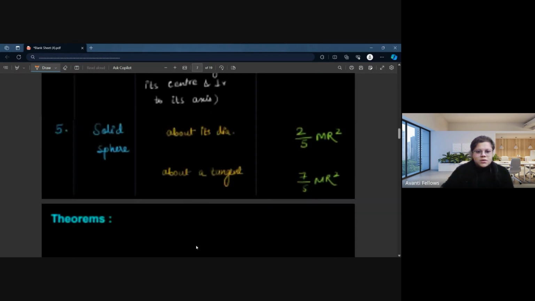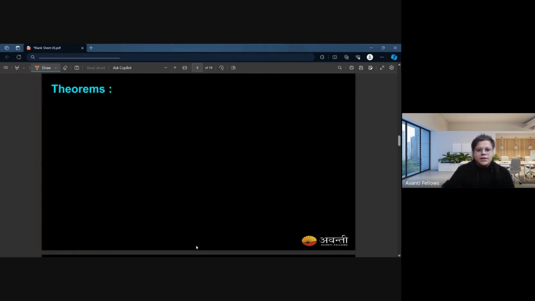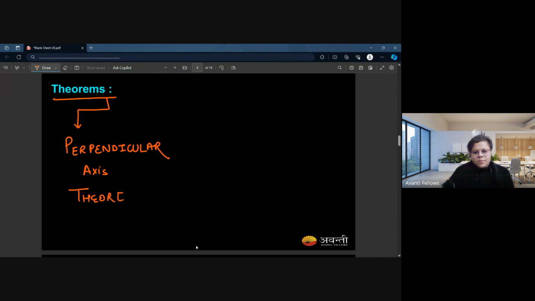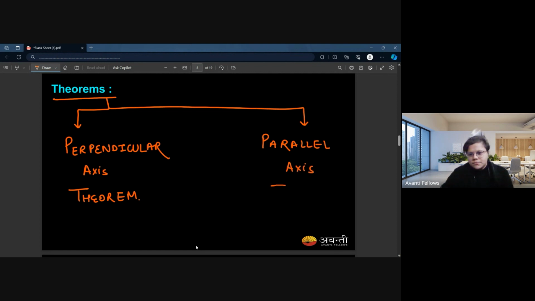So let's come to the theorems. In this chapter, we will have 2 theorems. First is the perpendicular axis theorem. And the other one is the parallel axis theorem. We will deal with these theorems one by one and then we will jump directly to the questions.